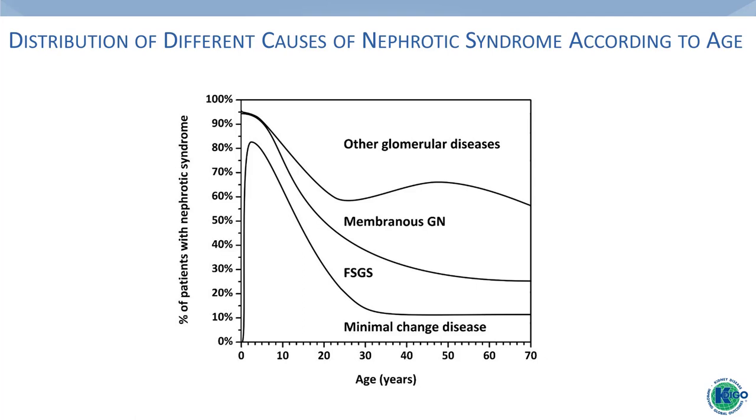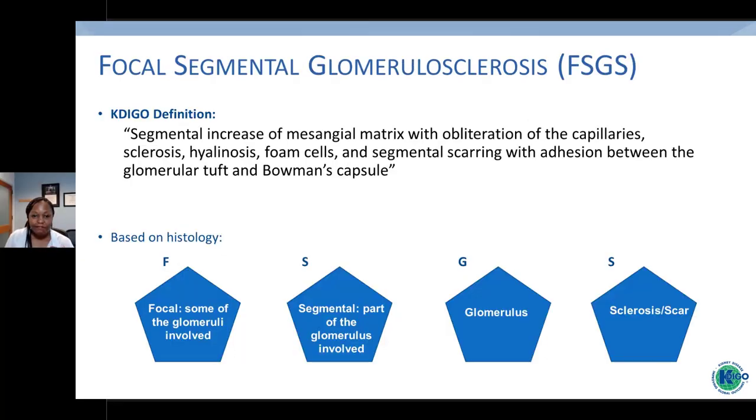Again, more than 80% of children under the age of 12 will likely have minimal change disease as a cause of their nephrotic syndrome. We understand that older adolescents and adults are more likely to have FSGS, and membranous nephropathy is definitely more prevalent in older, or shall I say, more seasoned adults. So our 26-year-old patient will most likely have FSGS on biopsy.